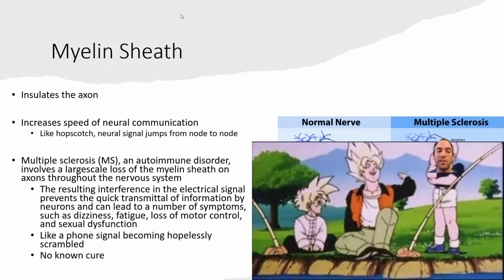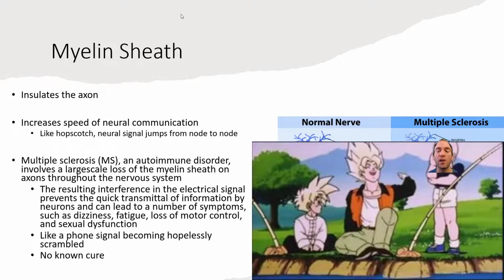Now, interestingly, multiple sclerosis, an autoimmune disorder, involves a large-scale loss of myelin sheath on axons throughout the nervous system. The resulting interference in the electrical signal prevents the quick transmission of information by neurons and can lead to a number of symptoms, such as dizziness, fatigue, loss of motor control, and sexual dysfunction. It's like a phone signal becoming hopelessly scrambled.